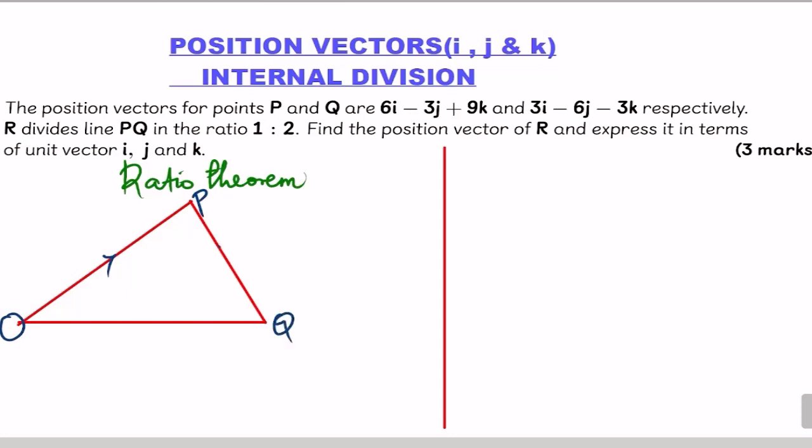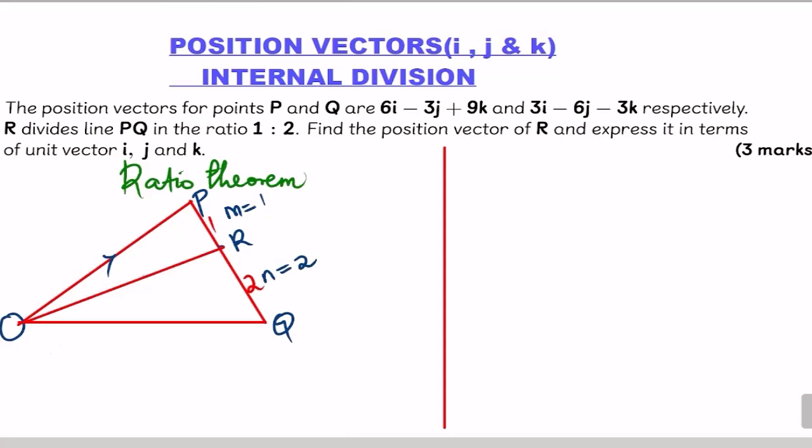Then R divides PQ in the ratio 1:2, so I'll insert R there. The position vector of R, OR, is there. The ratio here is 1:2, so the ratio theorem goes like this. We shall take 1 as m, so m is equal to 1, then n is equal to 2.